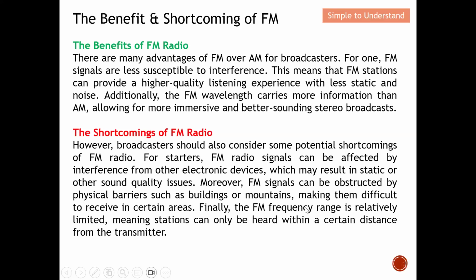Finally, the FM frequency range is relatively limited, which means that a station can only be heard within a certain distance from the transmitter. So basically this is the shortcoming of FM. Typically, the range will be very, very short as compared to amplitude modulation.